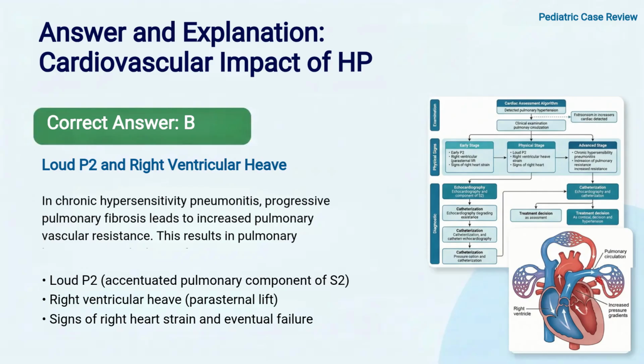In chronic hypersensitivity pneumonitis, progressive pulmonary fibrosis leads to increased pulmonary vascular resistance, resulting in pulmonary hypertension. This manifests as a loud pulmonary component of the second heart sound, right ventricular heave, also called parasternal lift, and eventually signs of right heart strain and failure, including jugular venous distension and peripheral edema. Clinicians must actively look for these cardiovascular signs during follow-up of children with chronic hypersensitivity pneumonitis, as they indicate advanced disease requiring urgent reassessment and escalation of management.